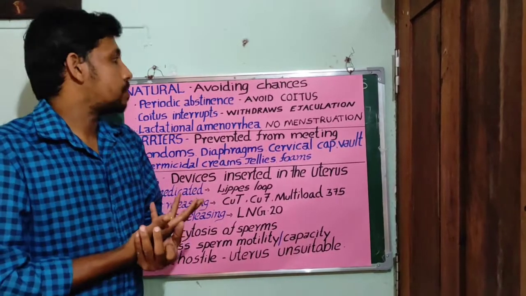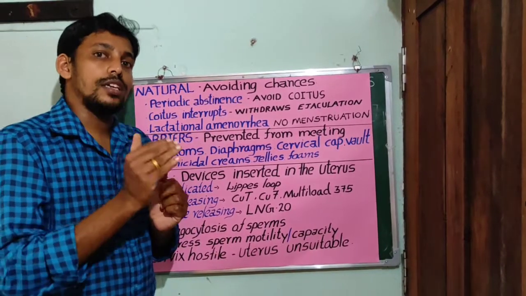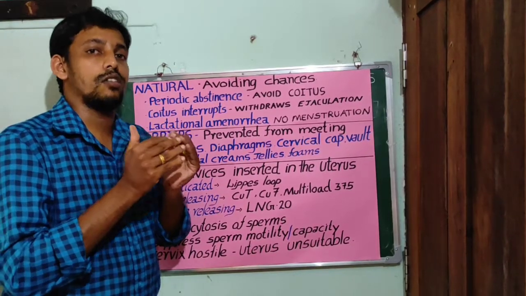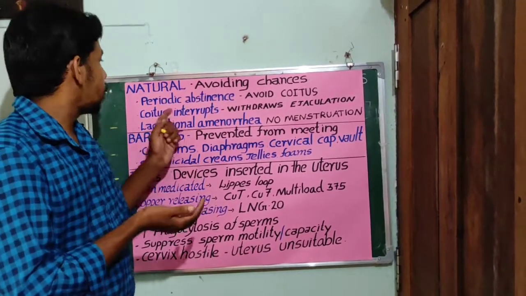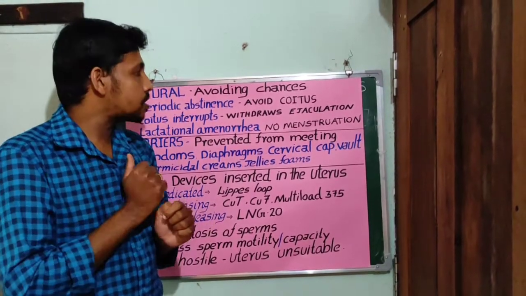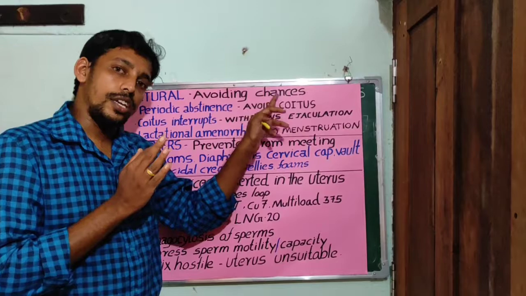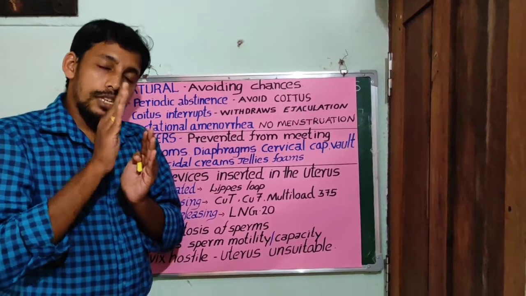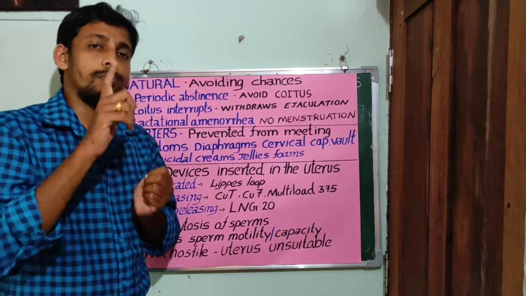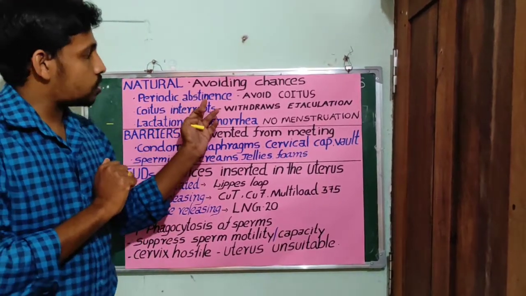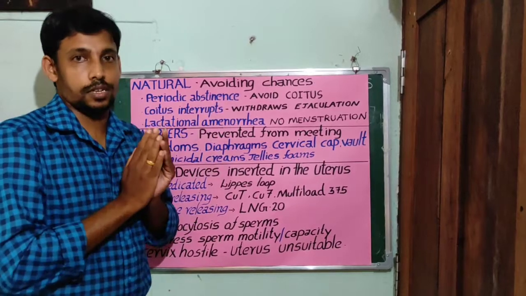It works on the principle of avoiding the chances of meeting of sperm and ovum. Under this there are different methods. The first one is periodic abstinence. Here the couple avoid coitus or sexual intercourse during day 10 to 17 of the menstrual cycle. That is the fertile period.